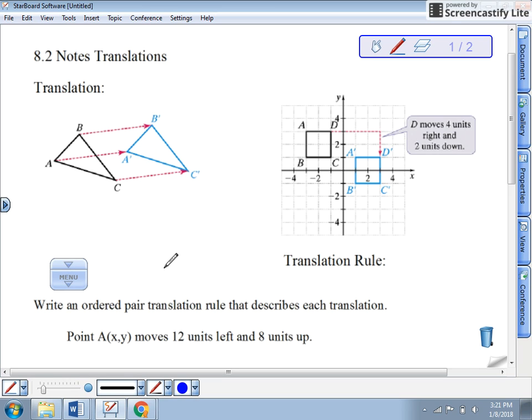Welcome to the notes on translation. So we're still talking about transformations, but now we're going to talk specifically about translation. So what is a translation? Remember, we describe that as a push or a slide. And here's an example right here, okay?